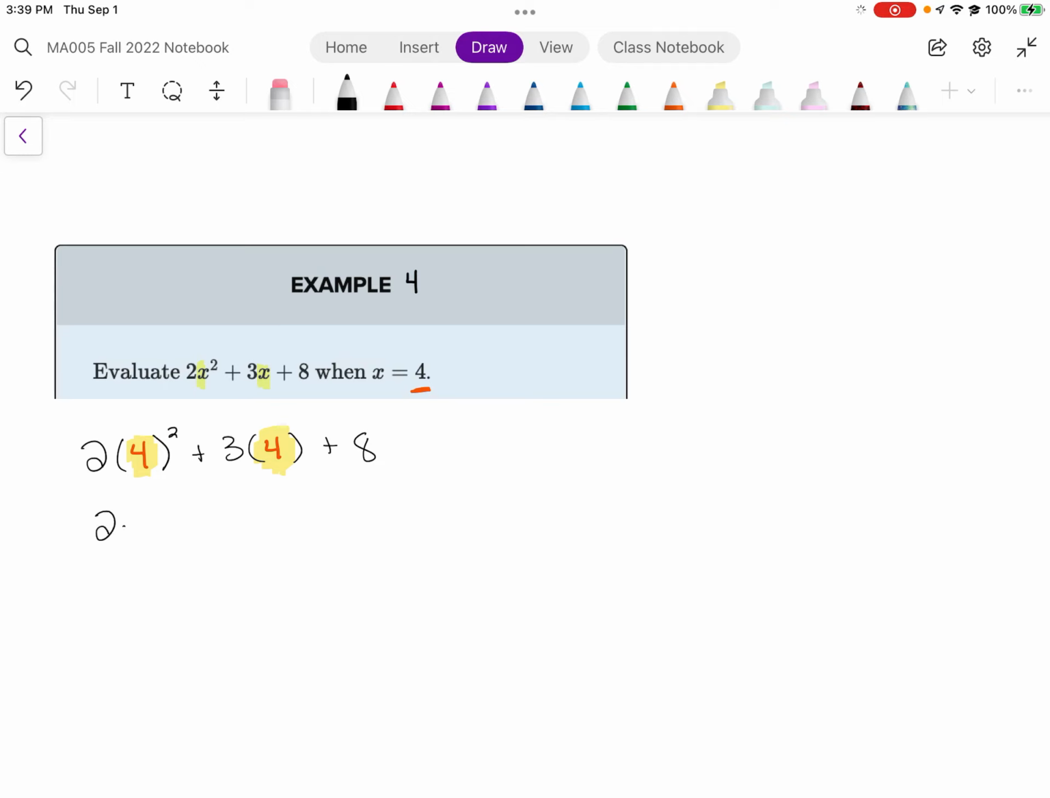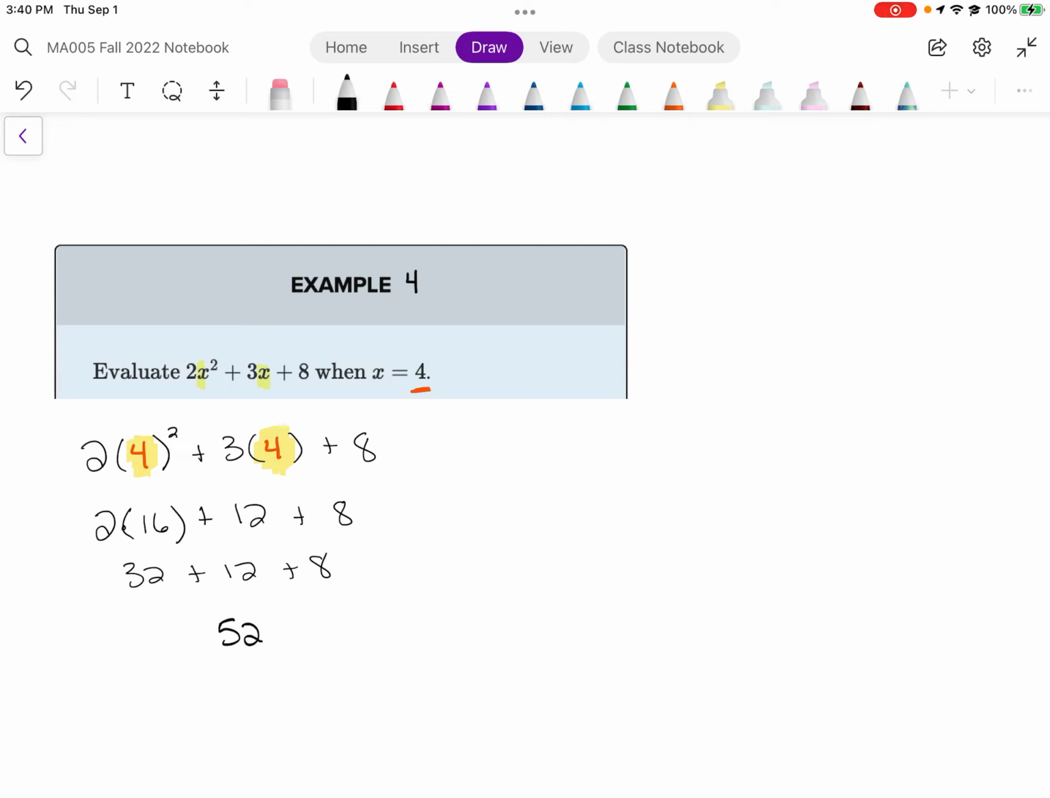So I've got 2 times, exponents happen before multiplication. So 4 squared is 16. Okay, so 2 times, I'm going to use parentheses, 2 times 16, plus 3 times 4 is 12, plus 8. All right, 2 times 16 is 32, plus 12, plus 8. I'm just going to go left to right. And 32 plus 12 plus 8, I can just put that whole thing in your calculator if you want to, and you should get 52.